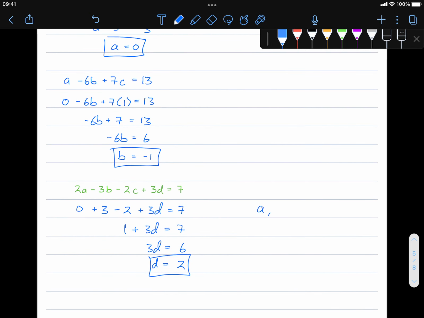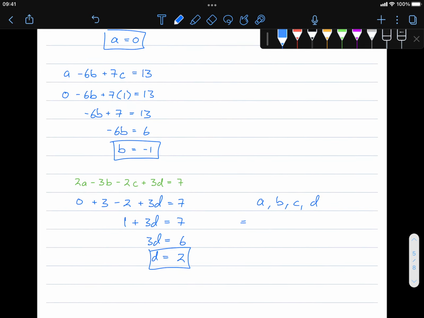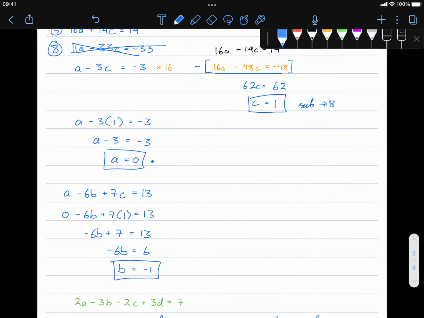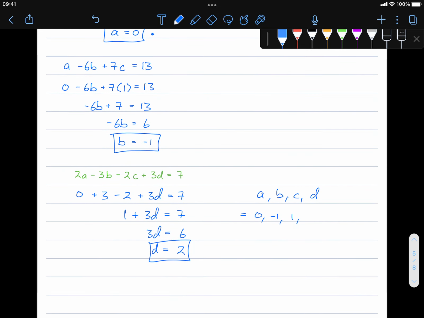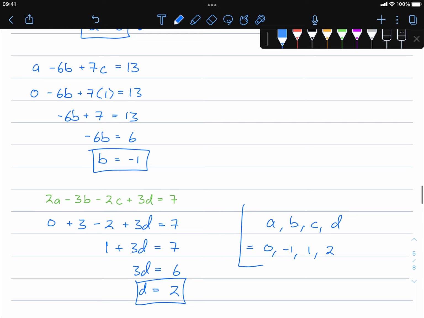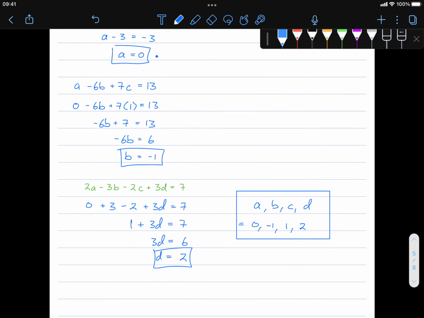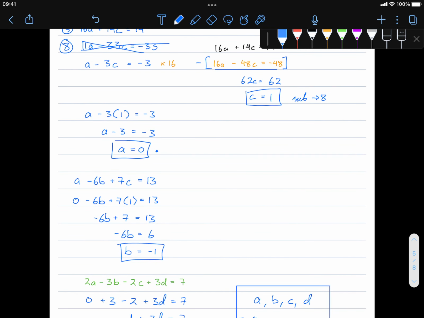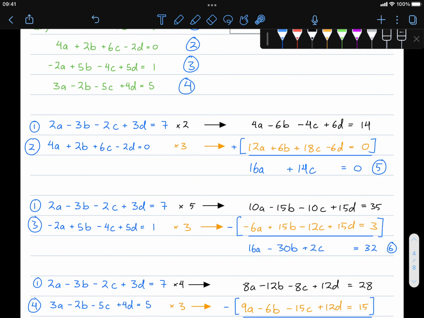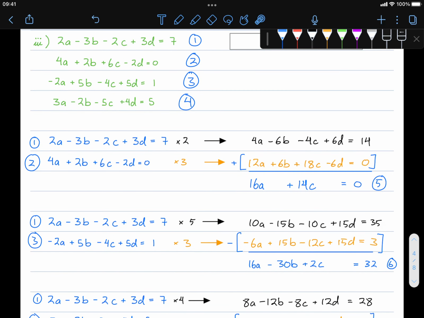So A, B, C, D. Solutions are 0 for A, here. B is negative 1, C is positive 1, and D is 2. And that there is how we solve simultaneous equations with more than 2 variables. Granted, this one with 4 variables, as you can see, is very long, but I hope you can see that the method in which we can use to solve it is rather repetitive. It's the same thing again and again.